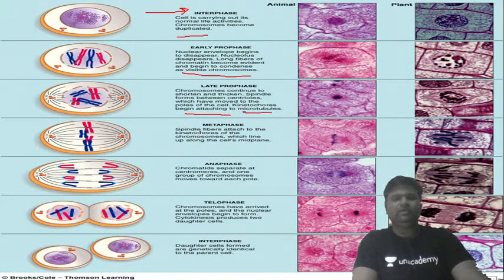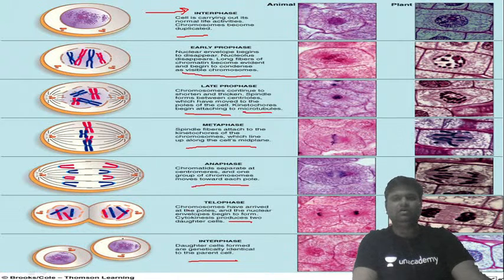Then there is metaphase, where the spindle fibers attach to the kinetochores of the chromosomes, which line up at the cell's midplane. Then there is anaphase, where the chromatids separate at the centromeres and one group of chromosomes moves towards each pole. Then there is telophase, where chromosomes have arrived at the poles and the nuclear envelope begins to form. And at the end there is cytokinesis, which produces two daughter cells. So interphase is the preparatory phase, where the daughter cells formed are genetically identical to the parent cell, and once again interphase starts for further cell division into the next cell.